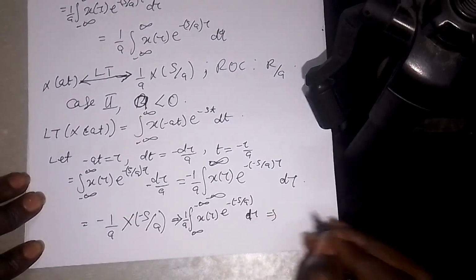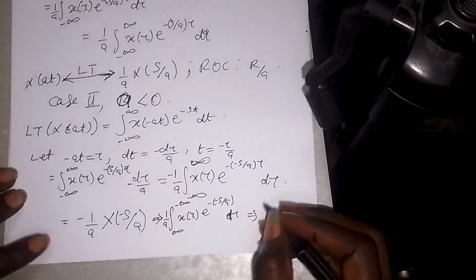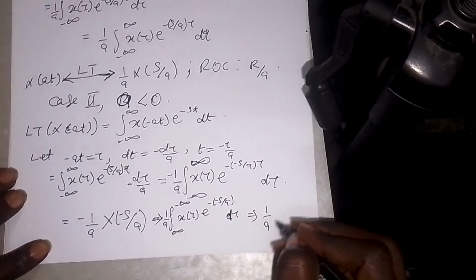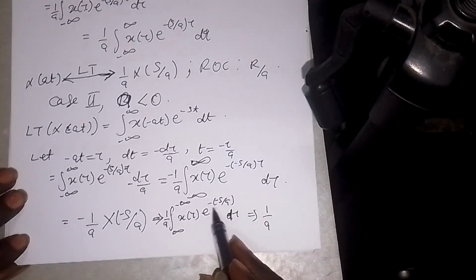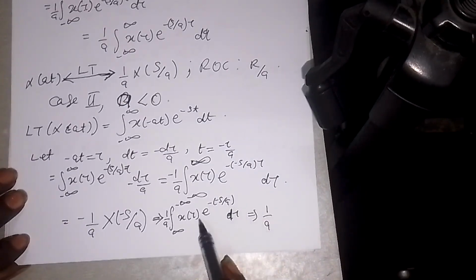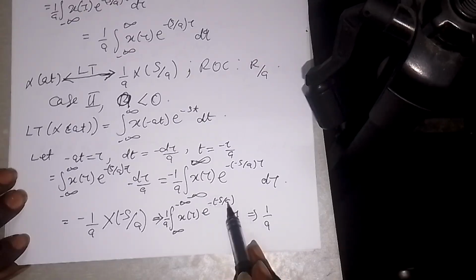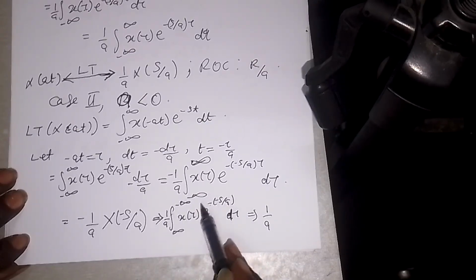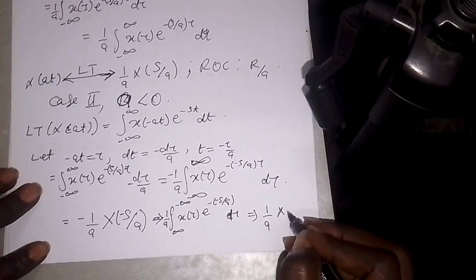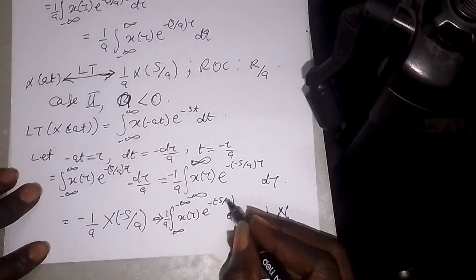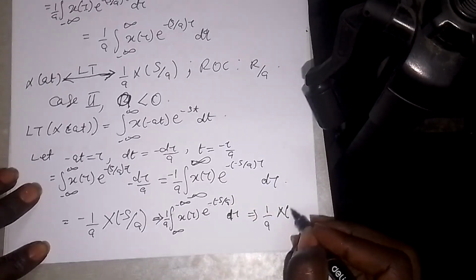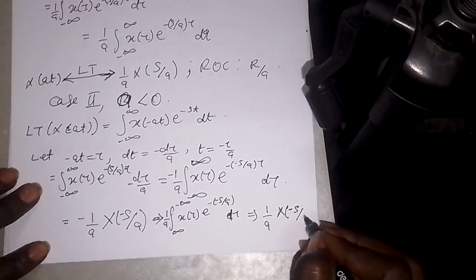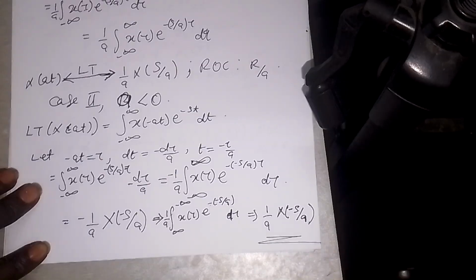If I have it this way, then I'm going to have my answer as 1 over a. So here you see that if I take away this a and this minus, the rest of the thing represents the Laplace transform, which gives me x of s. So here it becomes x of s over a. Okay, so this becomes my answer.